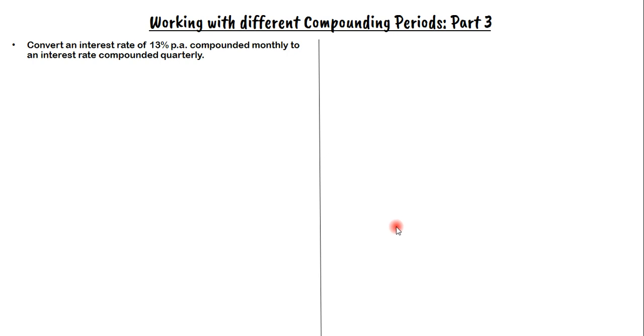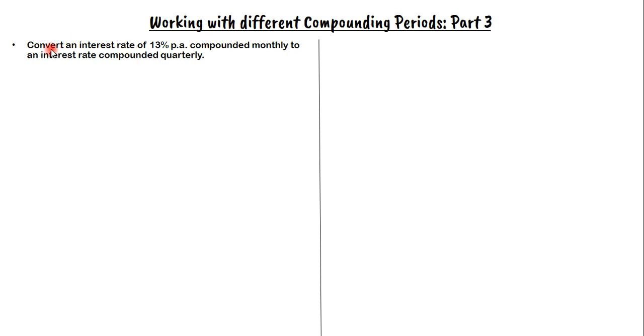So in the previous video, we talked about nominal interest and effective interest. Now in this video, which is the part 3 video, I'm going to be showing you how you can work with different compounding periods. So let's go ahead and read the instructions, and then from there, I'm going to give you the hint of how you can do it.